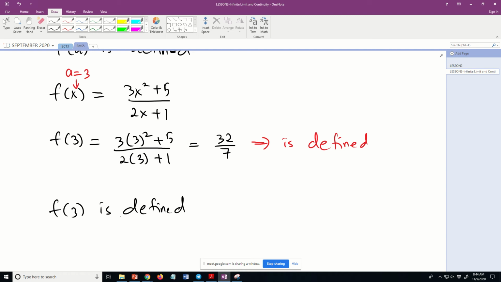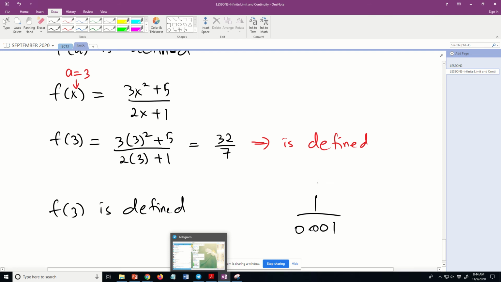1 over 0.001. Yes, you are right, correct. It's defined. Okay, so let's go on to the continuation.